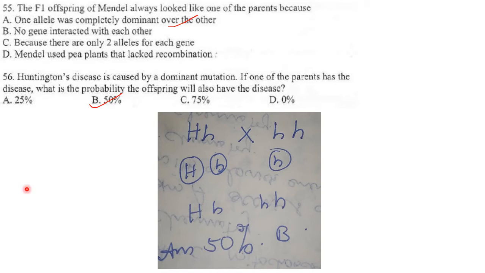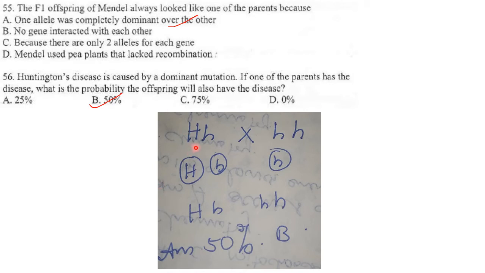So Huntington's disease is caused by a dominant mutation. So capital H, small h is the one parent which has the disease, and small h, small h is the other parent not having the disease. So capital H, small h, small h, small h. So 50% of the offspring will have the disease.